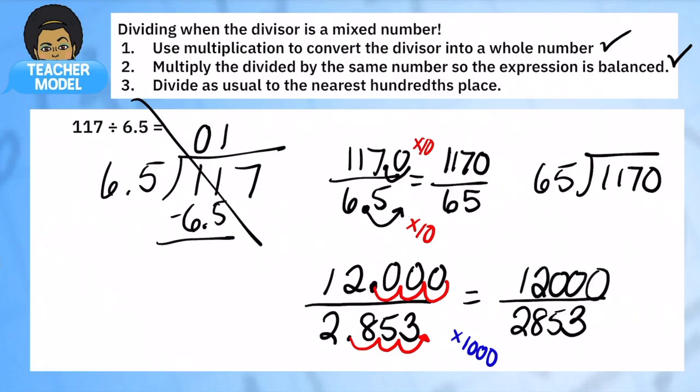This is a problem you can solve because now they are both 1,000 times bigger, and we can do that division. We could not do that division when there was a decimal in a divisor. So those are 2 steps.